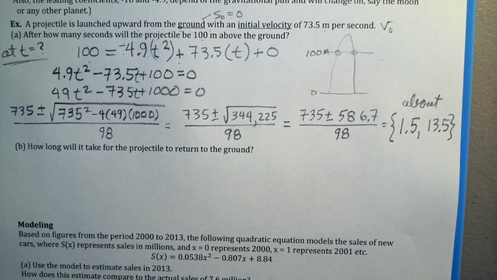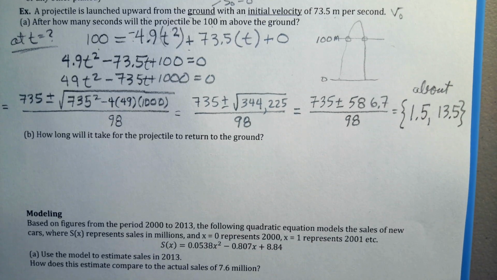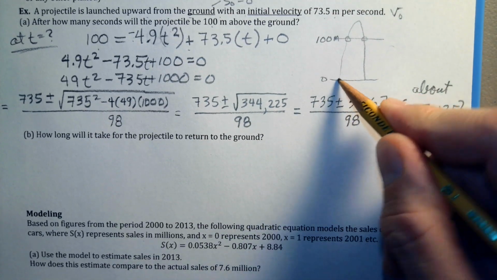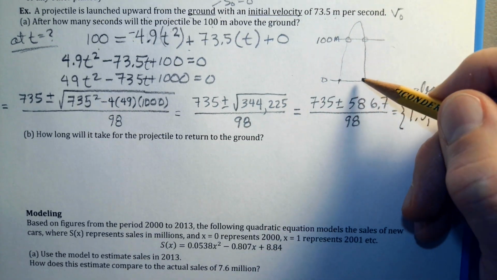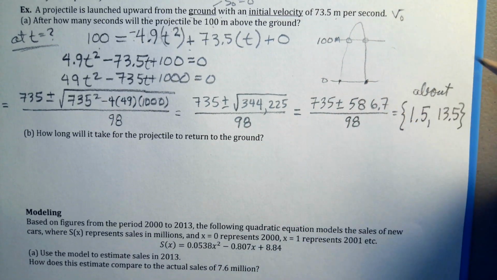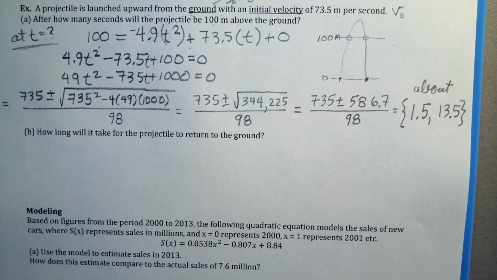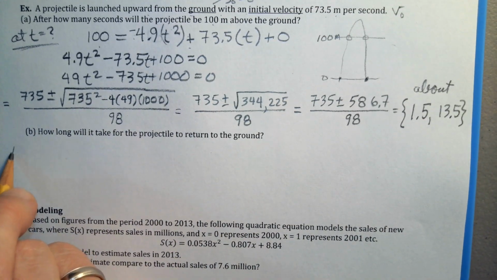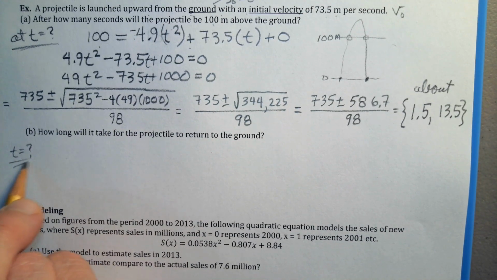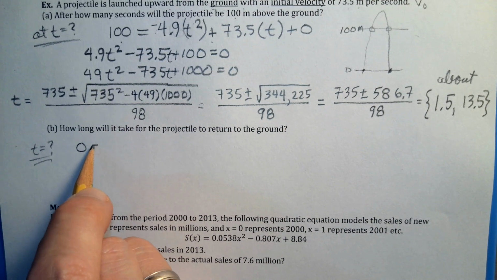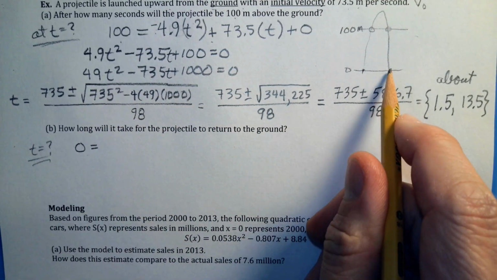All right. Part B says, how long would it take for the projectile to reach the ground? So for example, start here, you go up, and then how much time would it take for it to come back and hit the Earth? So if we think about it, what will that height be? We don't know the time, but we know the height, and we know the height should be 0 because we want it to come back down and hit the ground.